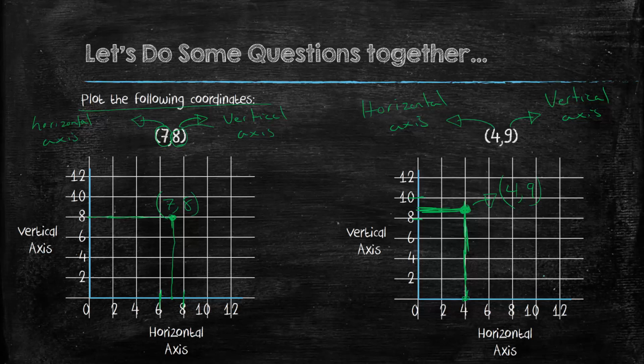Okay, pretty easy stuff, right? Remember, always the first number is the horizontal axis, the second number is the vertical axis.